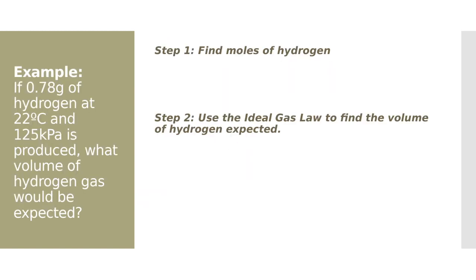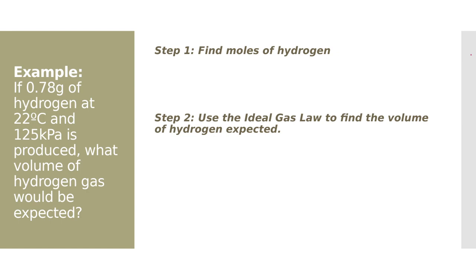So let's try an example with the ideal gas law. And here's a scenario. It says if 0.78 grams of hydrogen at 22 degrees C and 125 kPa is produced, what volume of hydrogen gas would be expected? So previously, when we looked at our gas laws, we were only looking at two variables at a time. Actually, when we were dealing with the combined gas law, that had three variables, but we never incorporated the amount of a gas. So now we will be bringing that in using the ideal gas law.